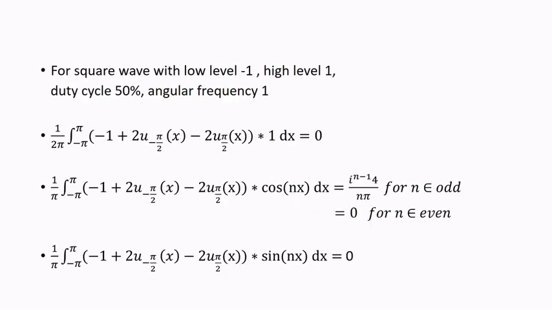Now, for example, if we try to obtain a square wave with low level equal to minus 1, high level equal to 1, duty cycle 50%, angular frequency equal to 1, we calculate the inner product. The product of 1 and sine is 0, so the coefficients of these terms are 0. And this is the product of cosine, so this will be the coefficient for the cosine terms.